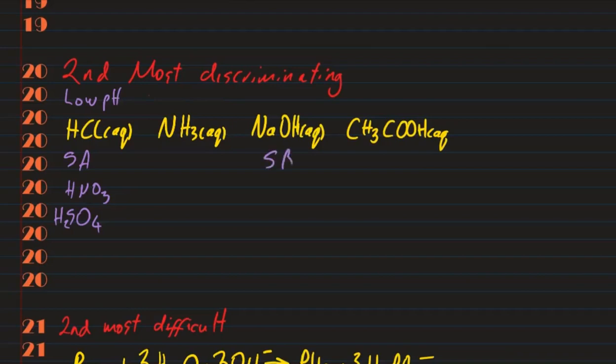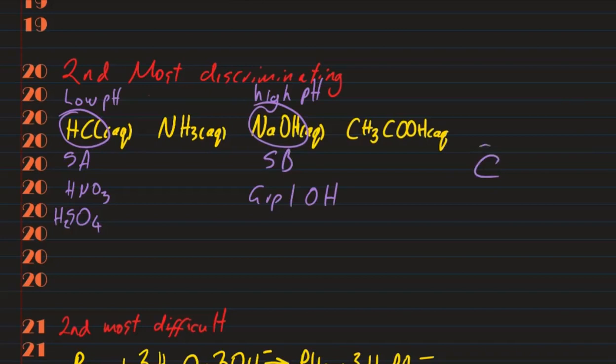This is a strong base. You need to know that group 1 hydroxides are strong bases. So that's going to have a high pH. Is that enough to answer the question? Increasing pH. So this should be first, this should be last. Is that enough? It is enough. 20C. Nice. For completeness, this is a weak base, ammonia. It's the only one you really need to know. And this is a weak acid, ethanoic acid. You need to know that all organic acids are weak.